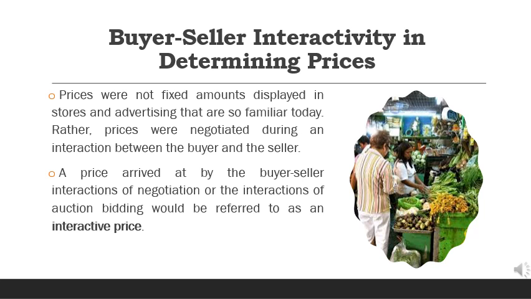This is now where the haggling process will occur, until such point when you and the seller will mutually arrive at a negotiated price, which of course is agreeable to both parties. Say 40 pesos of bitter gourd per kilo. As you can see, there is an overlap between the reservation price of the seller, which is 55 pesos per kilo, and your reservation price, which is 45 pesos per kilo. In this case, the price arrived at by you as the buyer and by the seller through negotiation or interactions of auction bidding is now what we refer to as an interactive price.